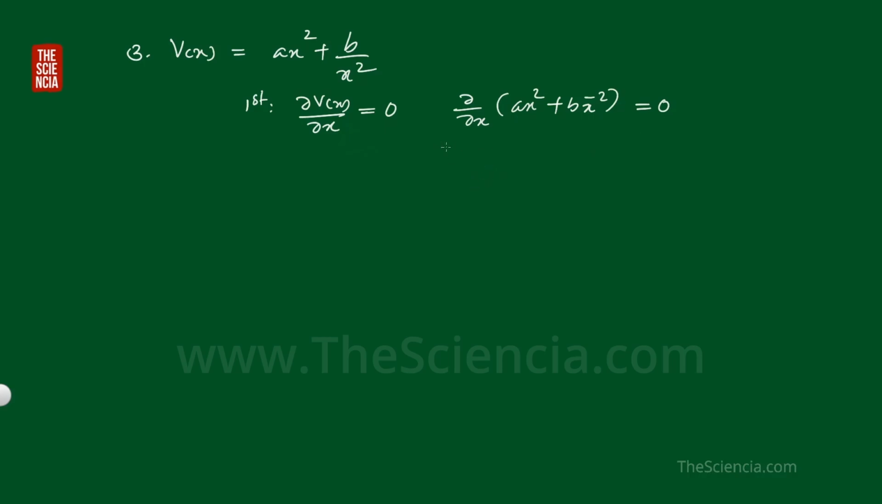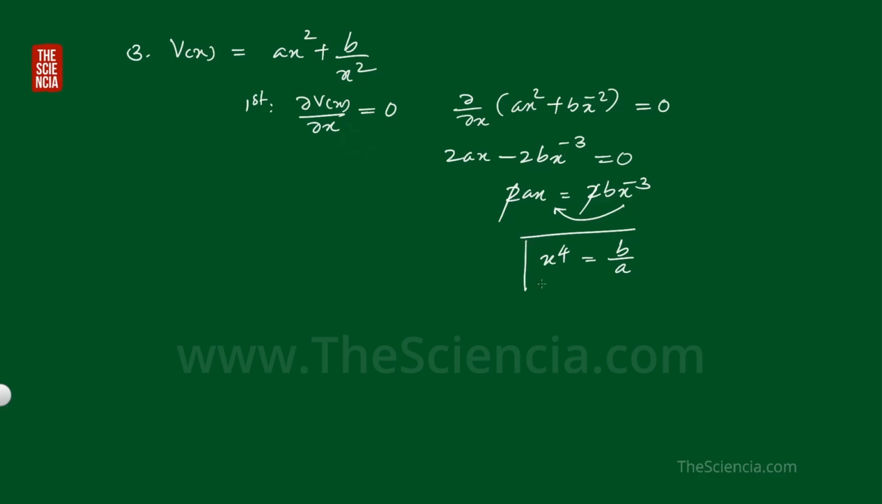That is 2ax minus 2bx^-3 equal to 0. That is 2ax equal to 2bx^-3. So we can cancel this 2 and 2, and we can rearrange this x value. So x^4 is equal to b by a. So this is the equilibrium point.